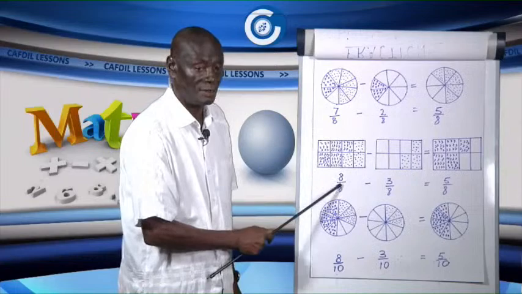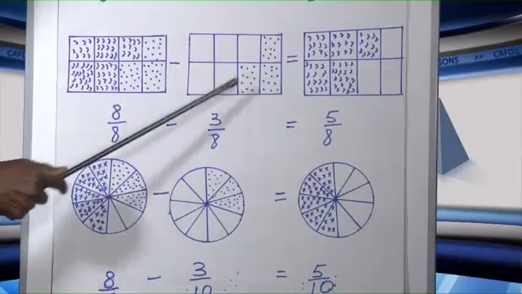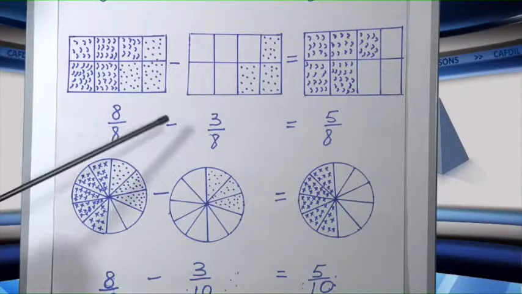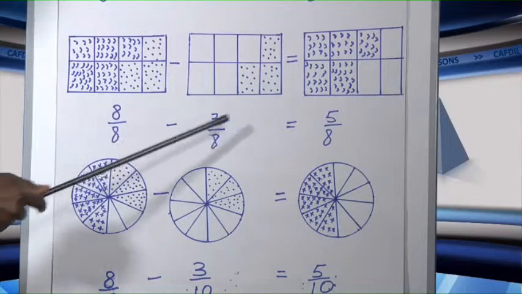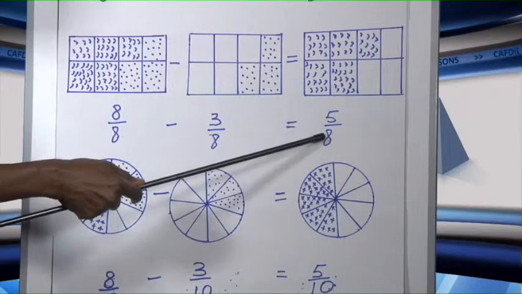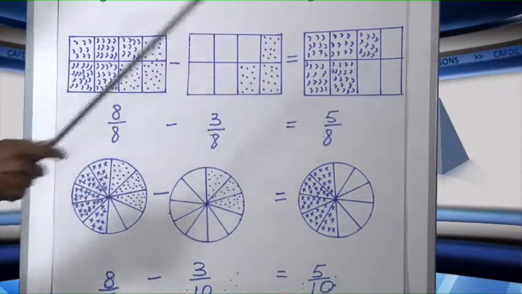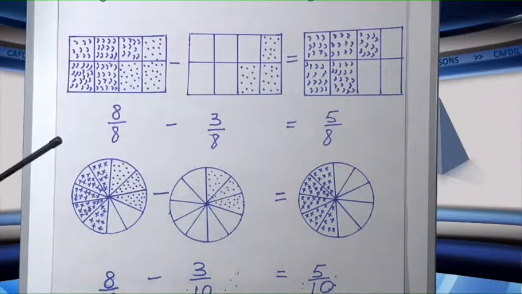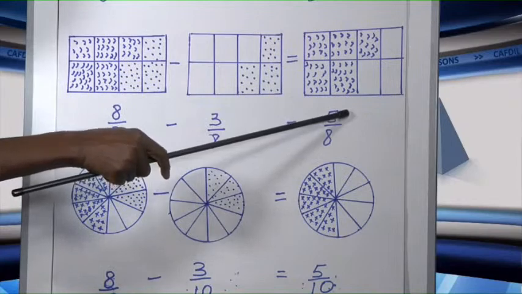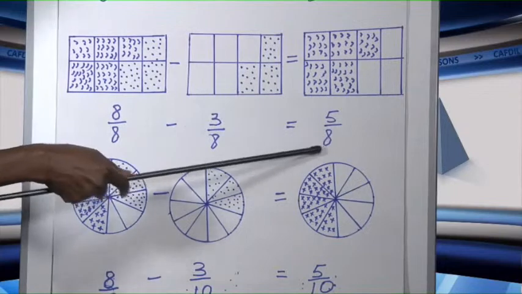So 8 eighths, and you take out 3 eighths. It means 8 eighths minus 3 eighths. What do you get? Good. 5/8. Say it again. 5/8. Which is the numerator? The 5. That is the number of parts shaded that are left. What is the denominator? 8.